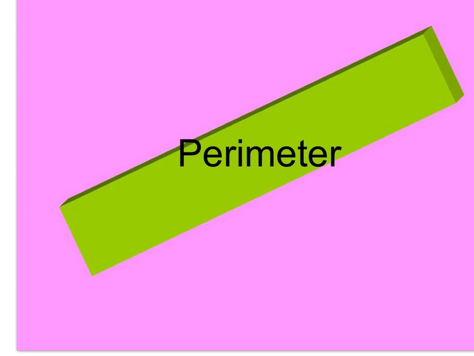So we have already discussed that perimeter is the distance around the outside of an object. Let's look at a few examples.